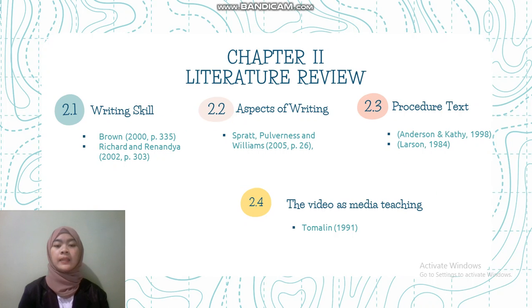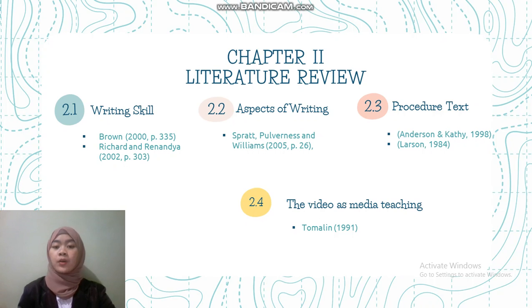Chapter 2 Literature Review. The first is writing skill. According to Brown, writing is the process of composing written text as the result of thinking, drafting, and revising that require specialist skill. Firstly, students have to think of the topic or theme that they are going to write. Next, they can generate ideas by making a draft of their writing, and finally, students can organize and make the revision for the final product.